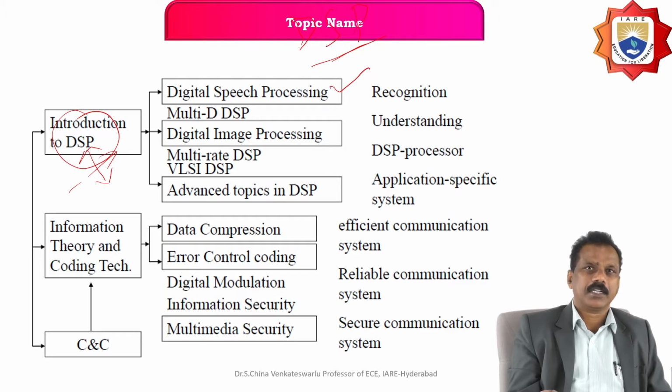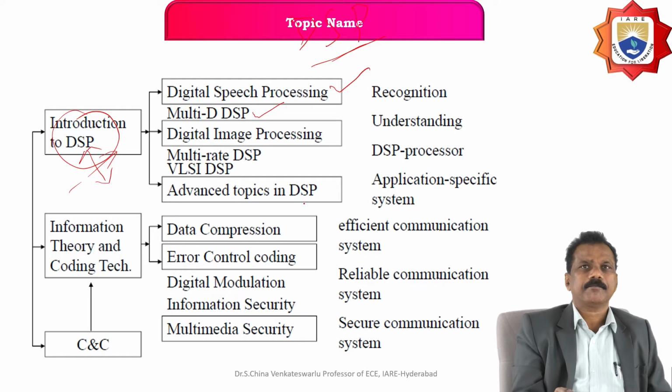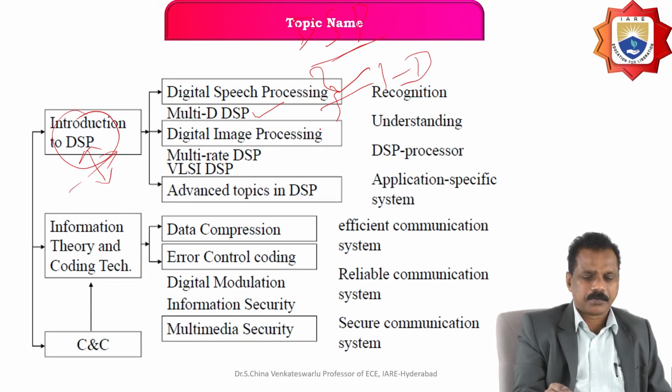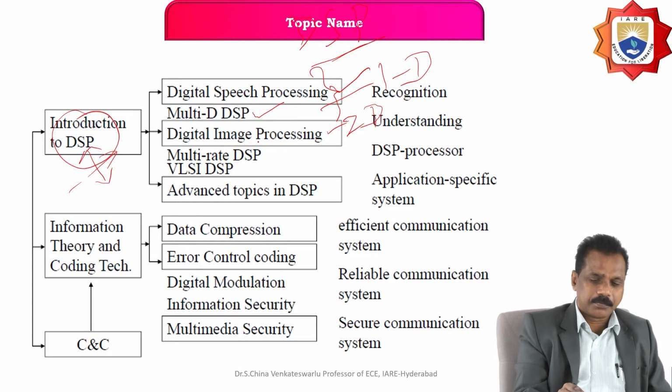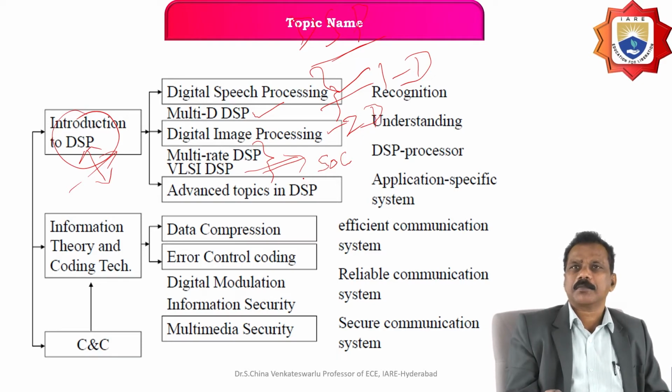After that, multi-dimensional digital signal processing. These are all related to one-dimensional cases. Coming to the two-dimensional case, there is digital image processing. Then there is multi-rate DSP and VLSI DSP, how they are fabricated, how they use SOCs, system on chip. That is when they require multi-rate DSP or VLSI DSP.